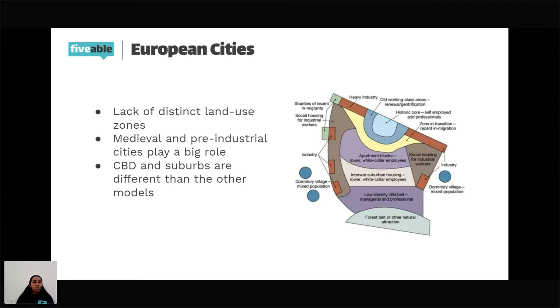It's not as welcoming as the suburbs, and the suburbs have a lot of residents from the old colonies that Europe used to inhabit. So, for example, Britain, in London, the suburbs of London have a lot of Indian people living there because India used to be one of Britain's colonies. So that's one interesting feature that's unique to the European model.